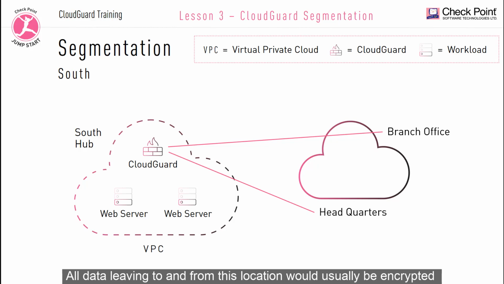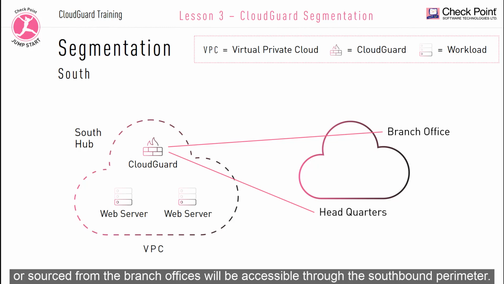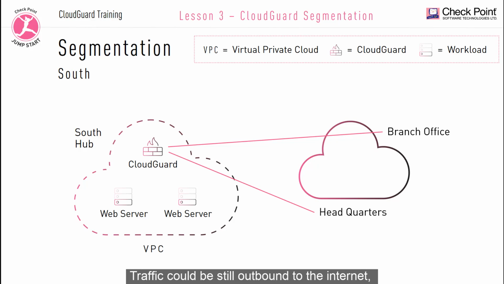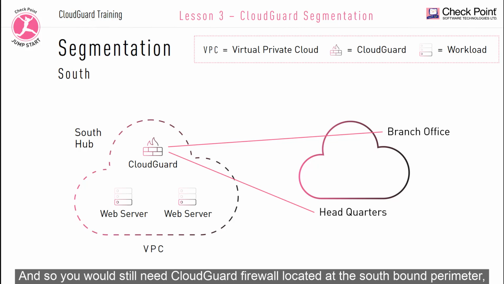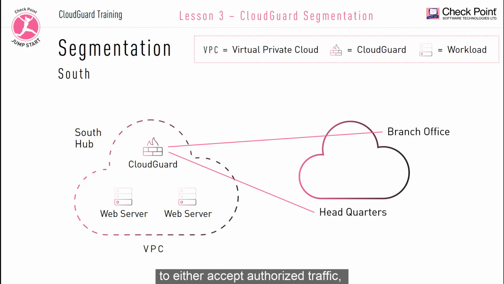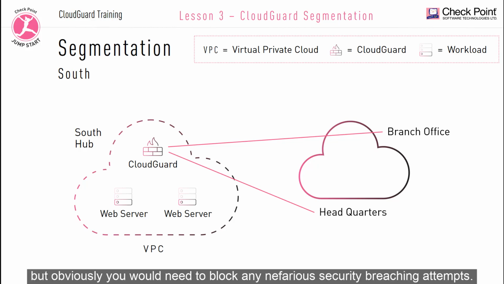All data leaving to and from this location would usually be encrypted through a native IPsec VPN or other encryption solution. And so for security reasons, only traffic sourced from the headquarters or the branch offices will be accessible through the southbound perimeter. Traffic could still be outbound to the internet, but mostly it would be for software updates or software patching. And so you would still need a CloudGuard firewall located at the southbound perimeter to accept authorized traffic, but obviously you would need to block any nefarious security breaching attempts.